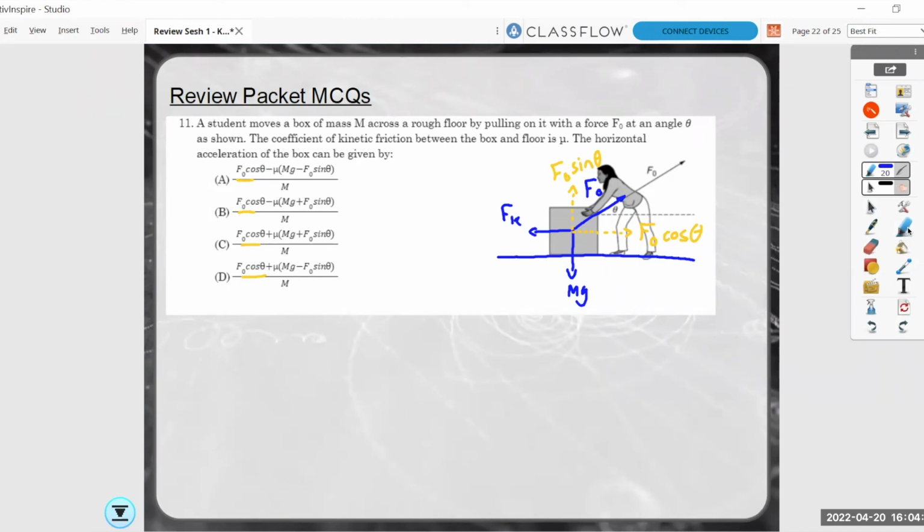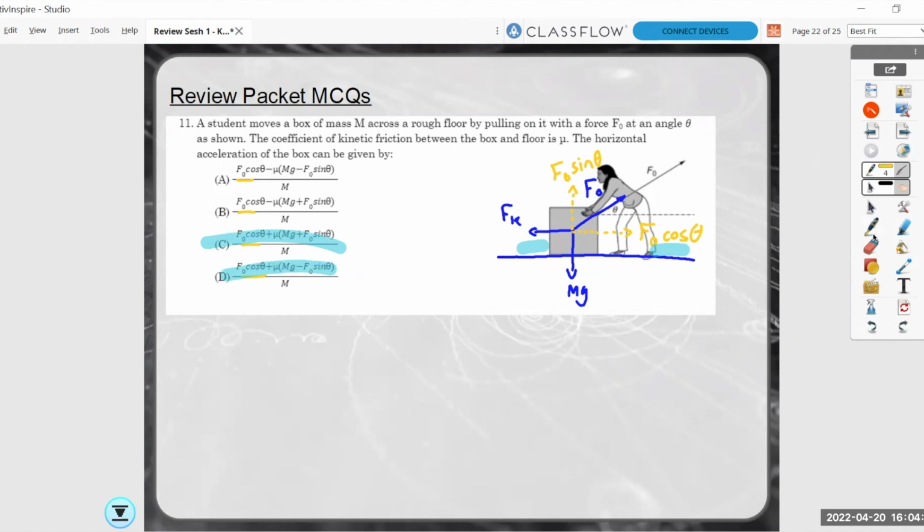Is friction going to be adding to our acceleration or subtracting? Plus or minus? What do we think? Yeah, subtracting, I agree. The other way I can think about this is I've got my F0 cosine theta in one direction. The only other force is in the other direction. So in this case, it is in fact going to be subtracting. So minus mu.